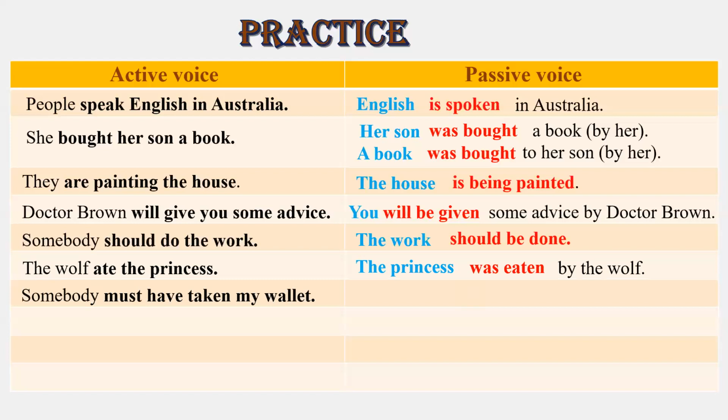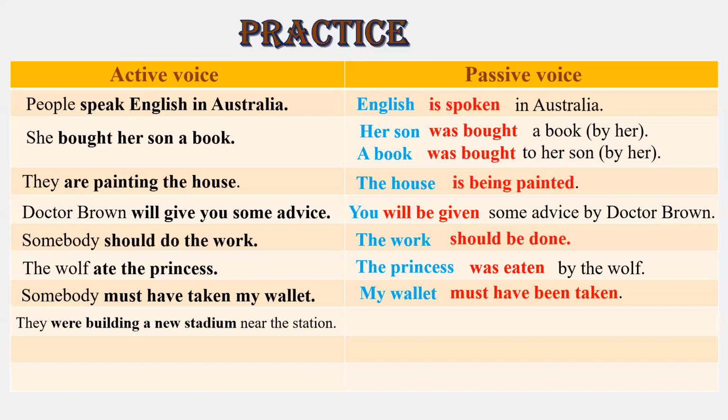Somebody must have taken my wallet. Where is the object here? Somebody must have taken what? My wallet. So my wallet is the object. We start with my wallet, and then the modal verb, must have been taken, because here we have the present perfect tense.